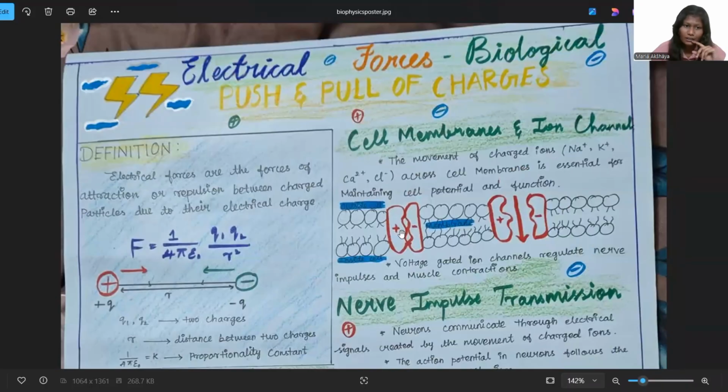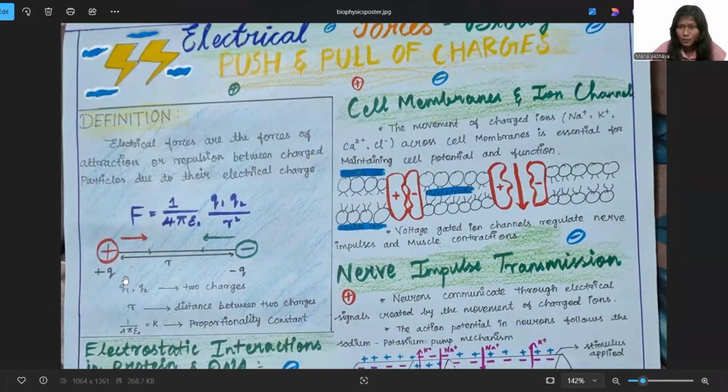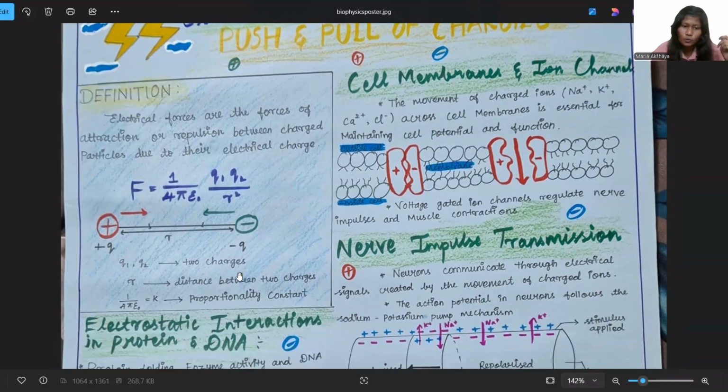Hi, I'm Maria. To explain the biophysical application of the electrical forces, we have made a poster. Electrical forces are nothing but the forces of attraction or repulsion between charged particles due to their electrical charges. This is a plus charge and this is a minus charge. Due to positive and negative, there will be an attractive force. So Q1 and Q2 are the two charges, and R is the distance between the two charges, and 1 by 4 pi epsilon naught is a proportionality constant, which we have already studied. So F is equal to 1 by 4 pi epsilon naught Q1 Q2 by R square. It is nothing but Coulomb's law.